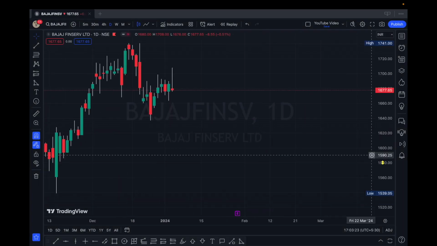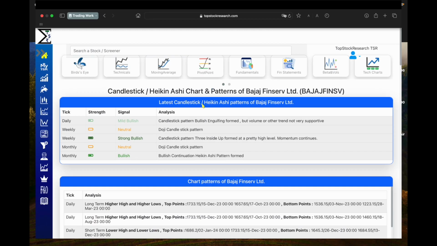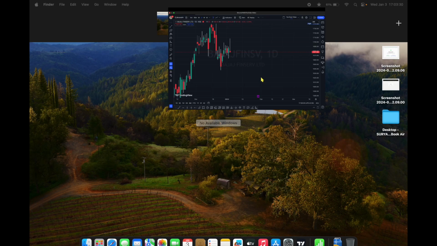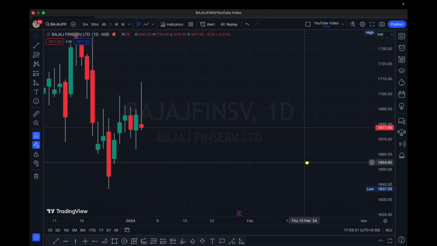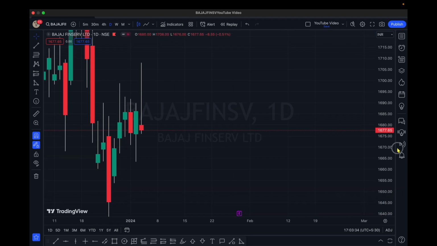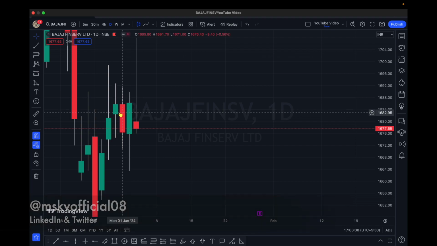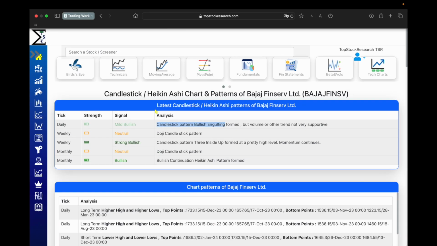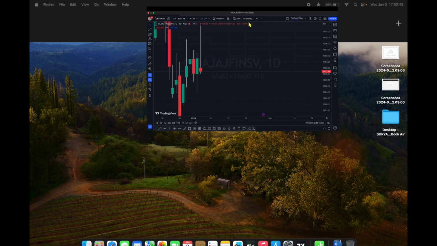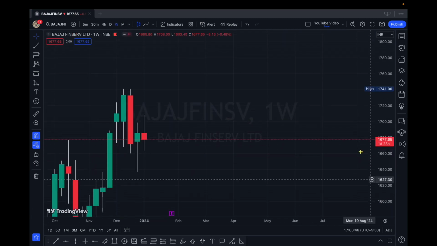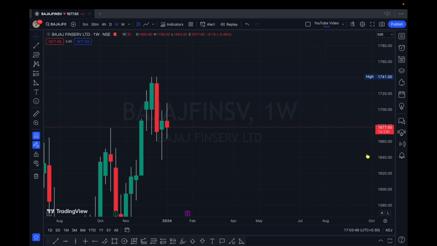In Bajaj Finserv, in the daily chart they said the candlestick pattern bullish engulfing formed. Here you can see the bullish engulfing exactly formed there. This is a bearish candle and this is the engulfing candle. So it is right. Then in the weekly time frame, they said a doji candle formed there. Let me look at it. Here you can see it is a kind of doji formed in the weekly time frame.